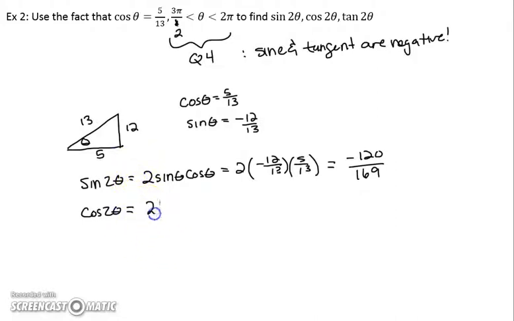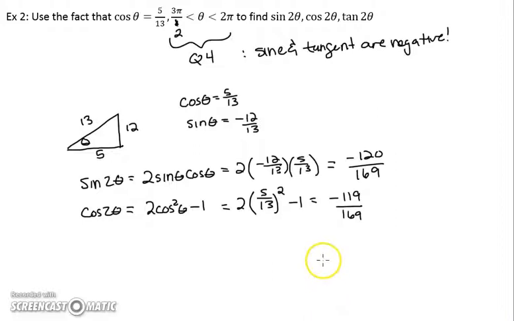So we know that that's going to be 2 cosine squared of theta minus 1 for our cosine of 2 theta. So we're looking at 2 times the cosine we know is 5 over 13 squared minus 1. If you work that out, you're going to get negative 119 over 169.